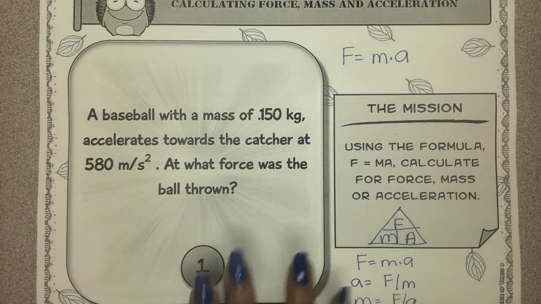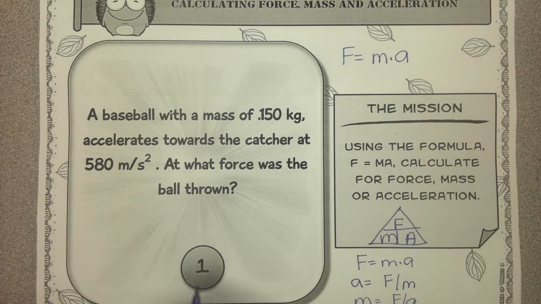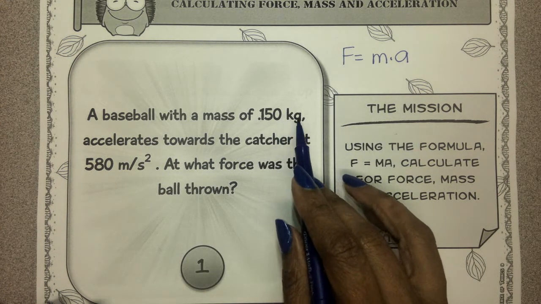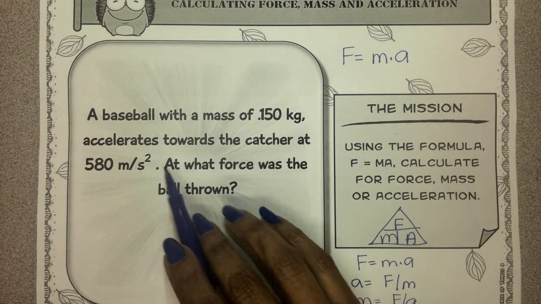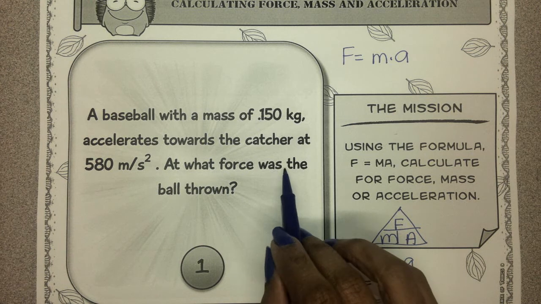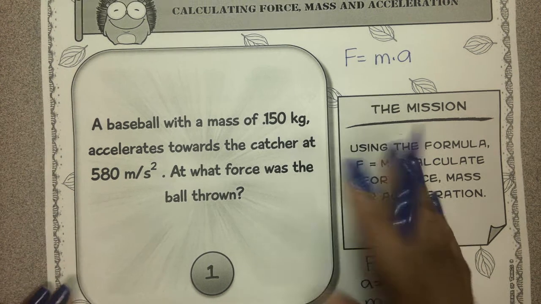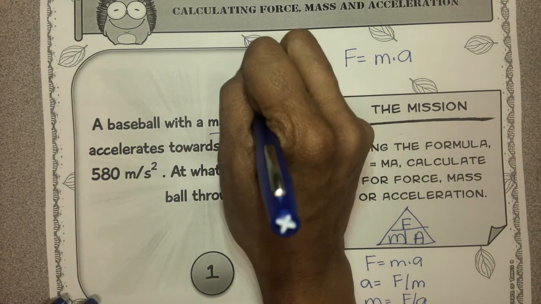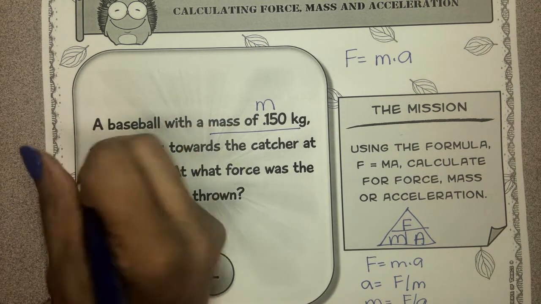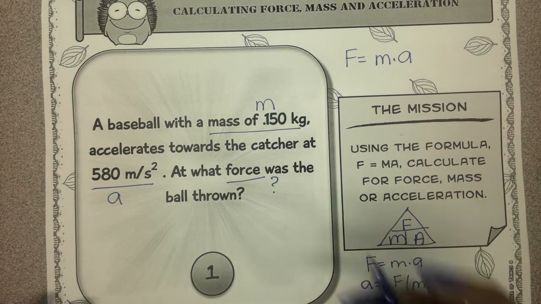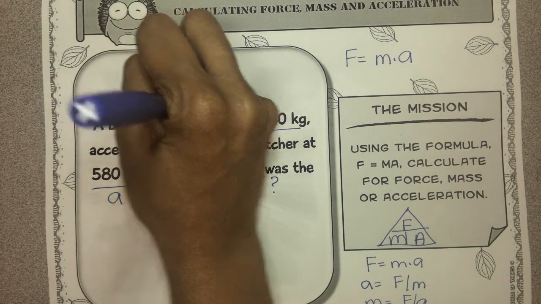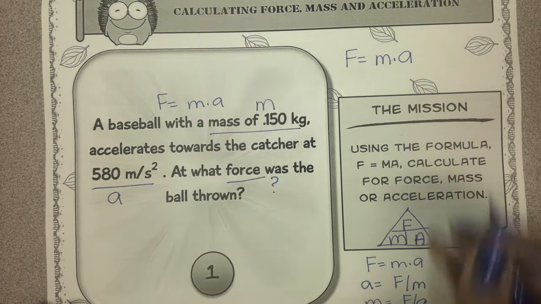All right, first one. A baseball with a mass of 0.15 kilograms accelerates towards the catcher at 580 meters per second squared. What force was the ball thrown? They've given you the mass and the acceleration. Force is what you're looking for, so you're going to use force is mass times acceleration.